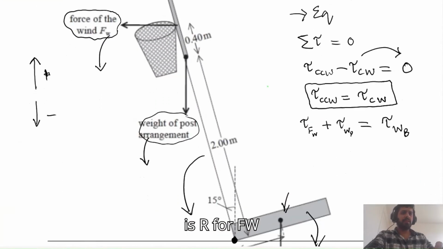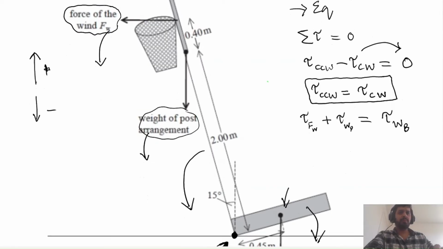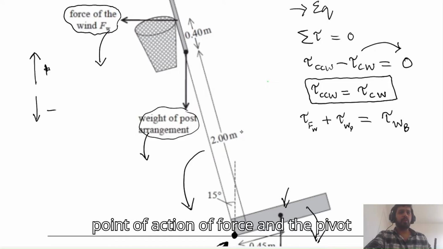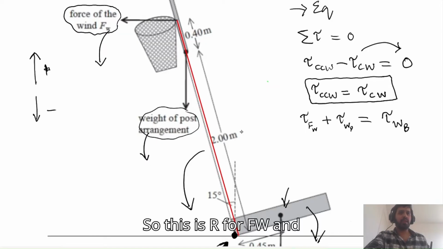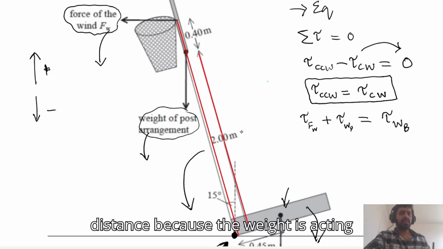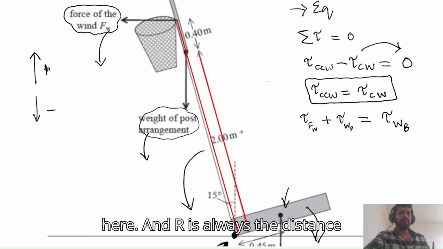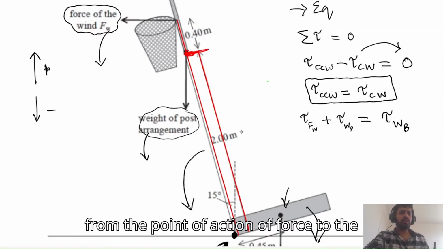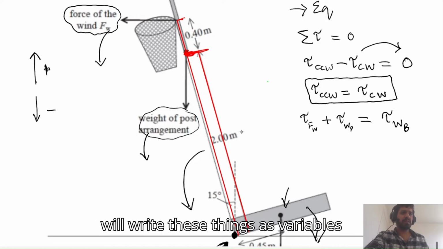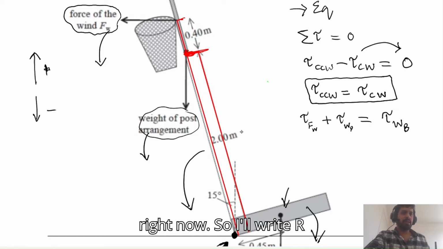So where is R? For Fw, force of the wind, R is just the distance between the point of action of force and the pivot point. So this is R for Fw, and for weight of the post, R will be this distance, because the weight is acting here, and R is always the distance from the point of action of force to the pivot point. So just remember this. I will write these things as variables right now.